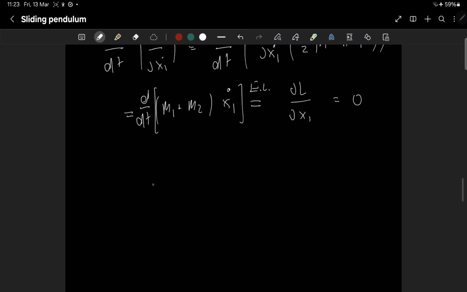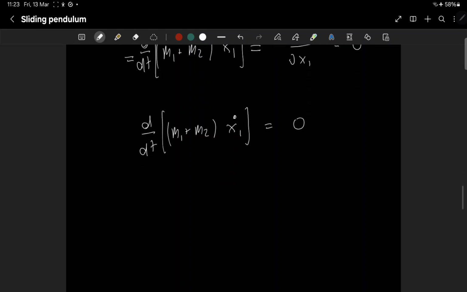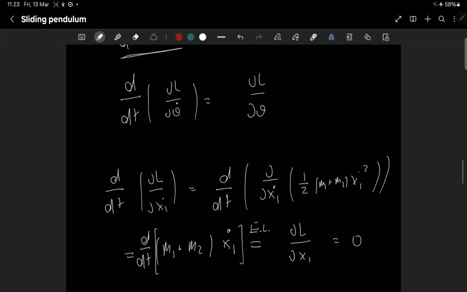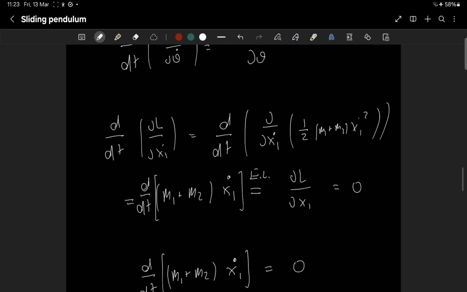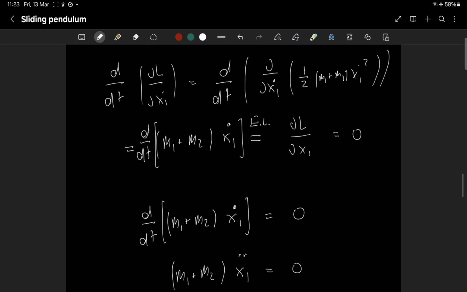And this should be d by dt, like so, right? So we have d by dt m1 plus m2 times x1 dot is equal to 0. In other words, m1 plus m2 times x1 double dot is equal to 0, right? Now that's the first Euler-Lagrange equation.